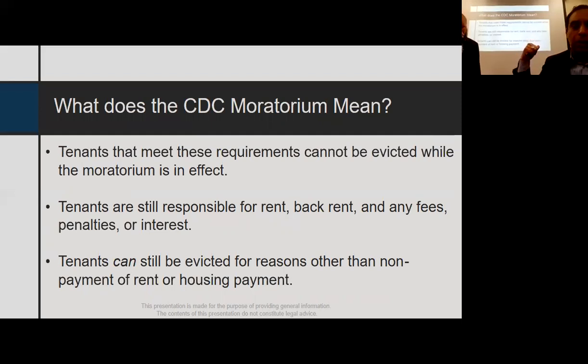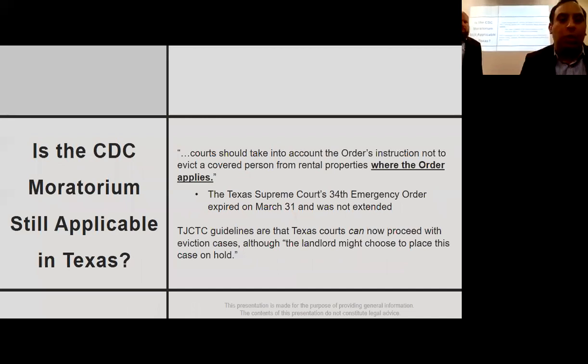As you see on the third bullet point there, you can still get evicted, like I said, for other reasons, not with regards to paying rent. But the second point is important too, which is that a tenant can put a halt to being evicted, but the tenant is still going to owe the money, the back rent, including any fees, penalties, and interest laid out in the lease. So it's not a free pass. You're still going to have to pay what was owed under the lease. You just get to put a pause on it under the CDC moratorium.